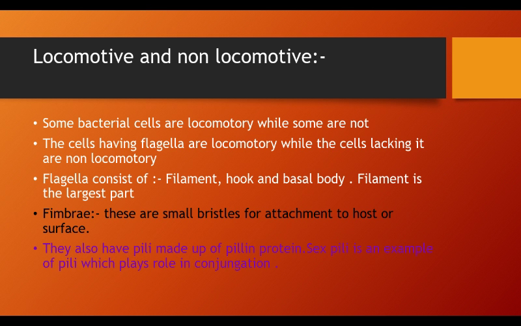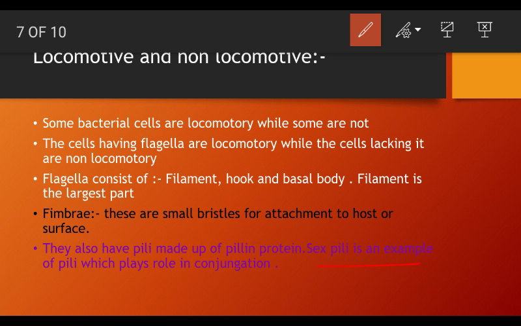So fimbriae are the small bristles for attachment to the host surface, while the pili, which are made up of pilin protein, for example sex pili, play a role in conjugation. So pili have different roles, but the fimbriae have a special role in attachment to the host. Until the bacteria attach to a surface or the host surface, they are not going to infect the host, right? So attachment is a must.